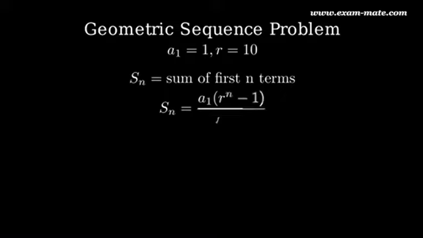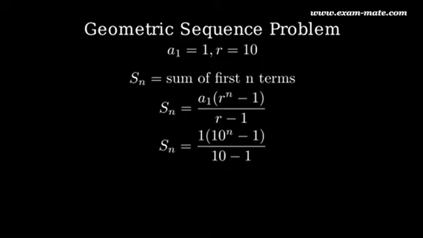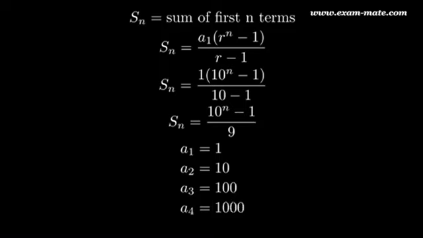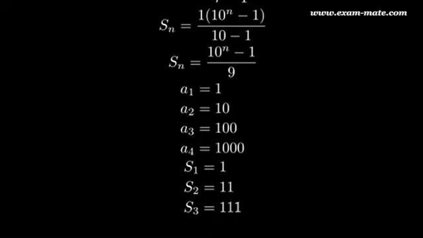For a geometric sequence, we can use the formula for the sum of n terms. S_n equals a_1 times r to the n minus 1 divided by r minus 1. Let's substitute our values. The first term a_1 is 1 and r is 10. This gives us 10 to the n minus 1 divided by 9. Let's see what this looks like for the first few terms of our sequence. The first term is 1, the second is 10, the third is 100, and so on. Therefore, s_1 equals 1, s_2 equals 11, s_3 equals 111.